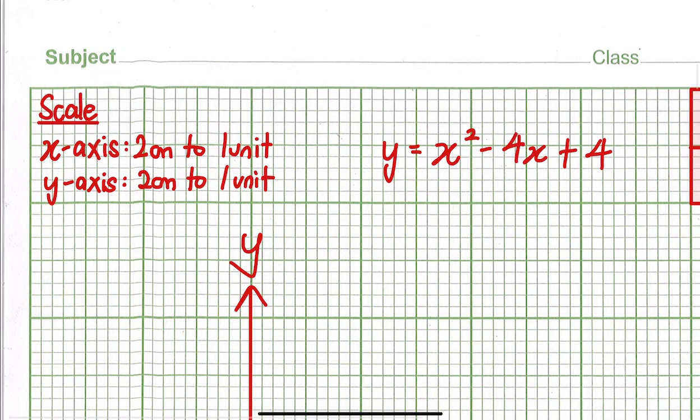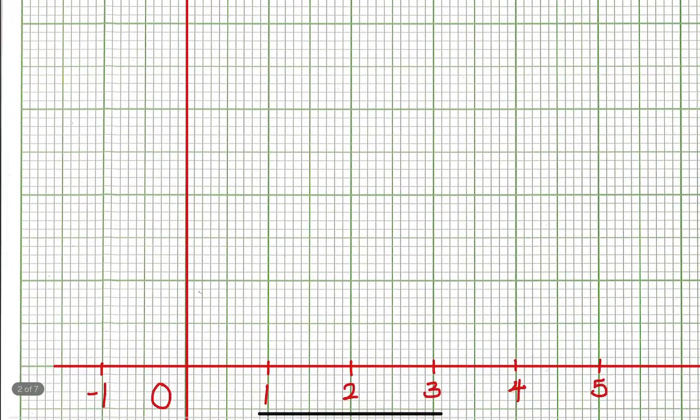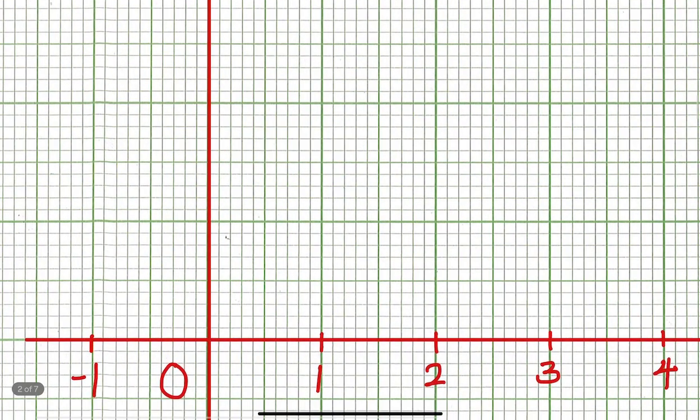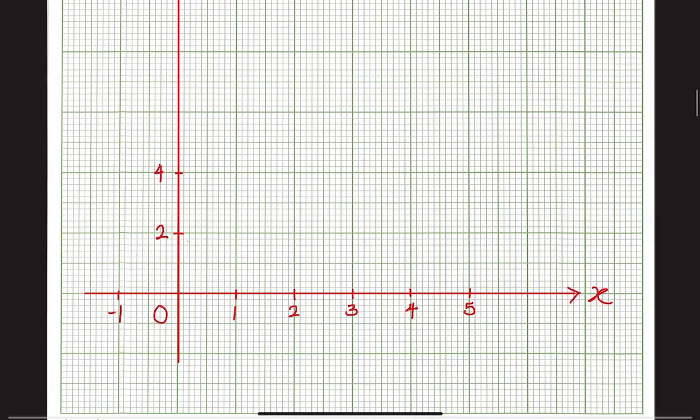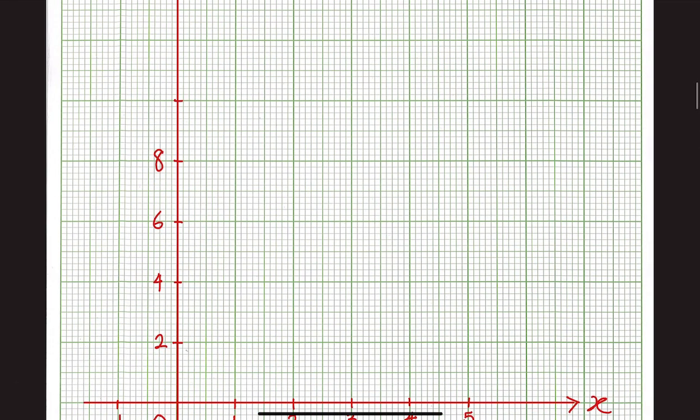So over here should be 1 cm to 1 unit. Meaning that over here, every 2 cm should be 2, 2 cm should be 4. Okay, you must follow the same scaling as what the question asks you to draw. 6, 8, and this one will be 10.